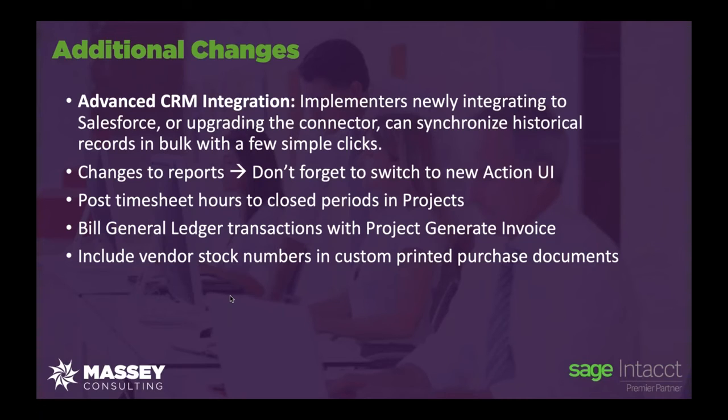So a couple of additional changes, and some of these are big, but just not new module type big. For example, on the CRM integration, now you have a lot more options about synchronizing historical records in bulk. Previously, there was a lot of one-offs, a lot of manual work to get the Salesforce connector to synchronize historical data. Now they've built in processes to be able to handle that synchronization much easier and much faster.